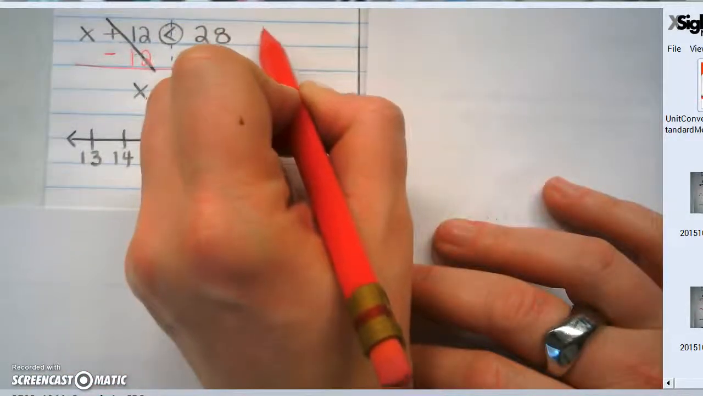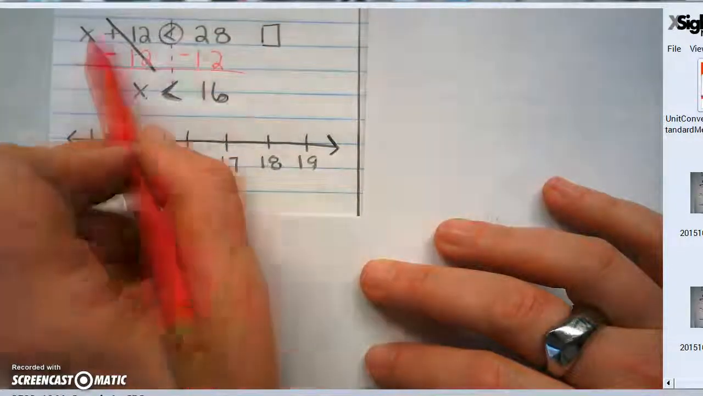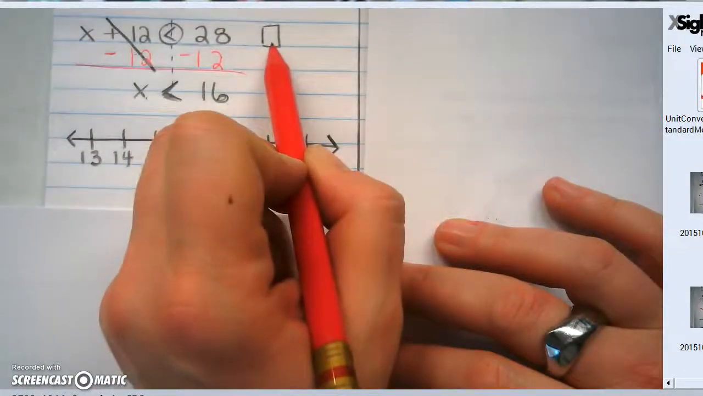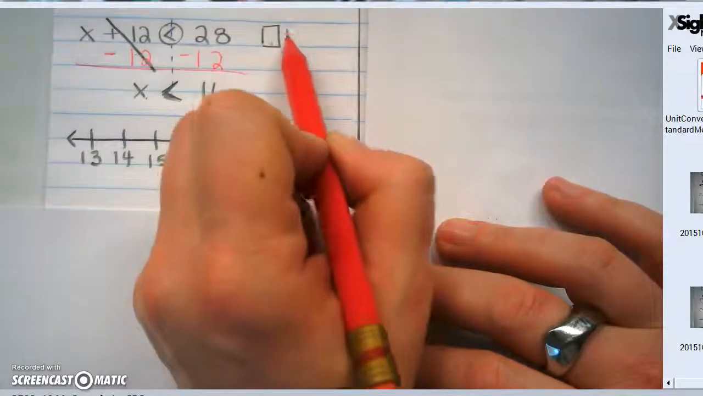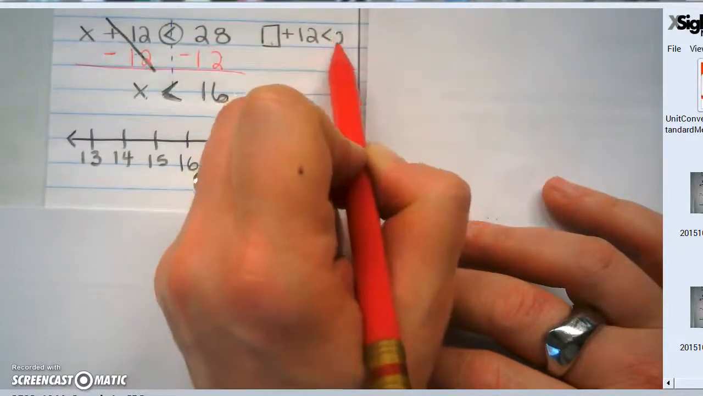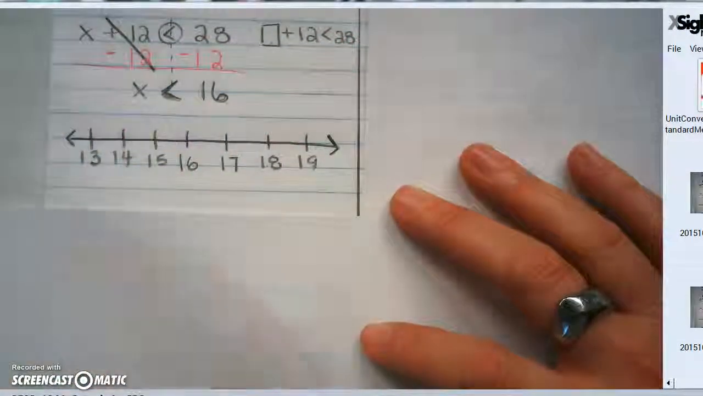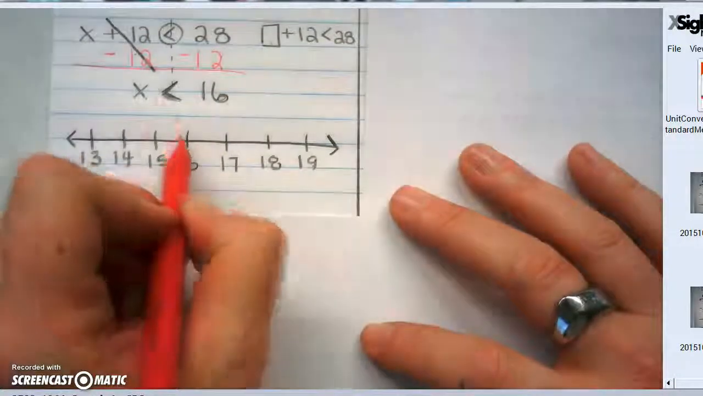Well, I'm just going to rewrite this sentence over here, except instead of using x, I'm going to put in a box to show you how you can test your inequality. We have a box plus 12 is going to be less than 28. Okay, now let's go back to our number line. Sorry for jumping around a little.